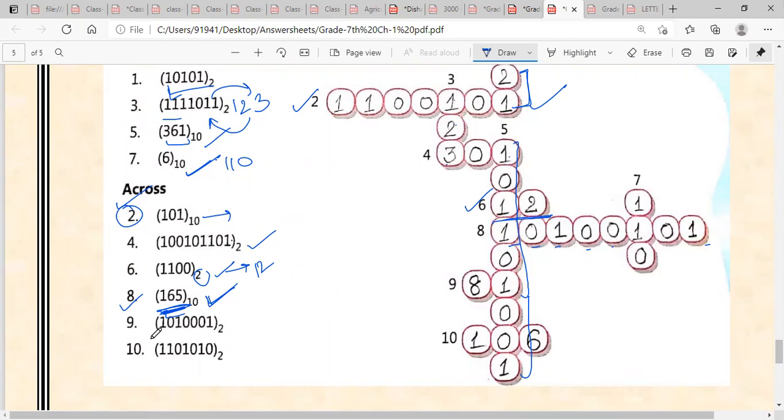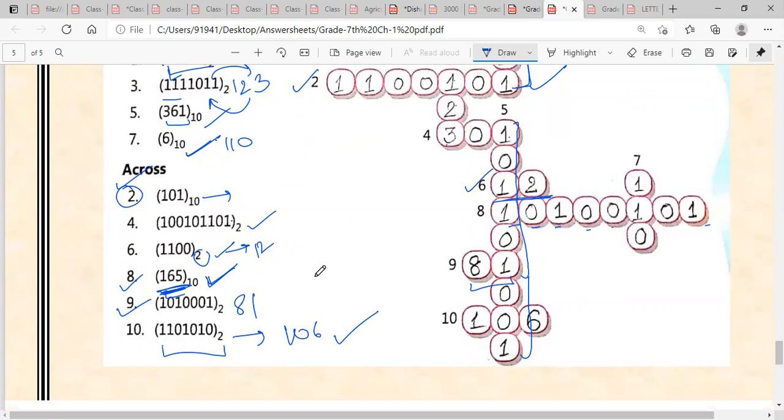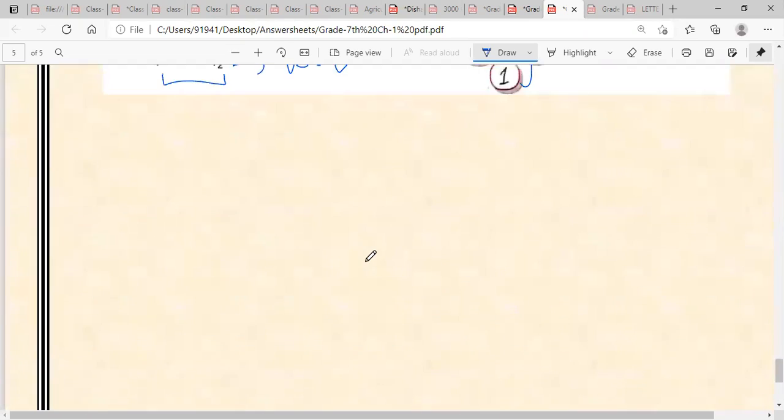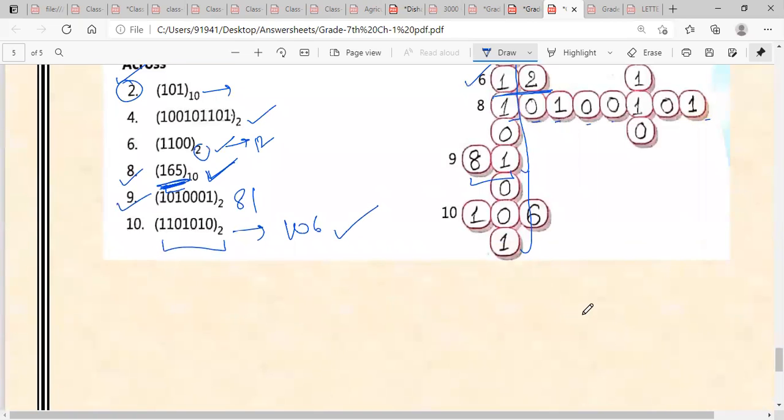Okay. Now, the ninth question will give you a decimal number 81. And for the 10th, its decimal number is 106. Okay. Now, complete this chapter and write question answers only in your notebook, and do the other work in your book.